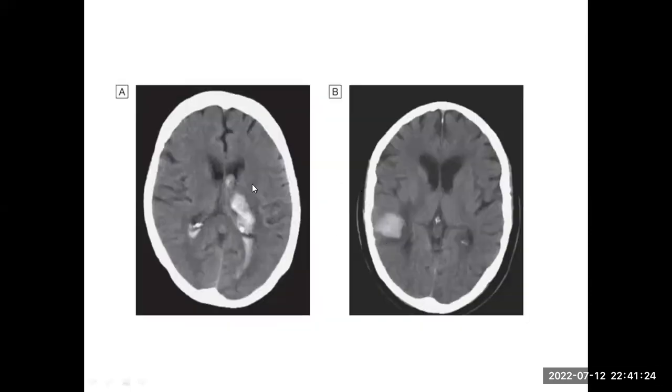Another picture also showing intracerebral hemorrhage. This can be considered as lobar intracerebral hemorrhage. And here, this is intracerebral hemorrhage with intraventricular spilling. There is an intraventricular extension. The hemorrhage has spilled into the ventricular cavities.